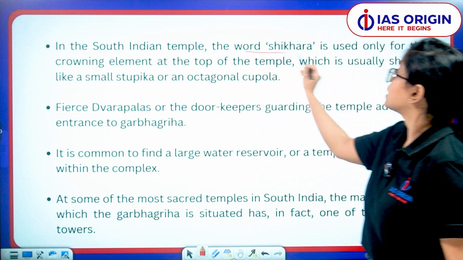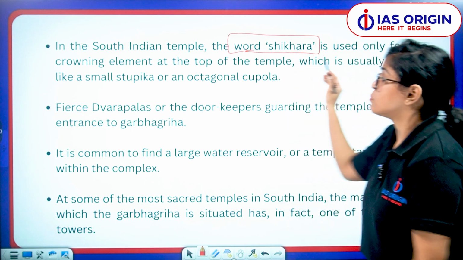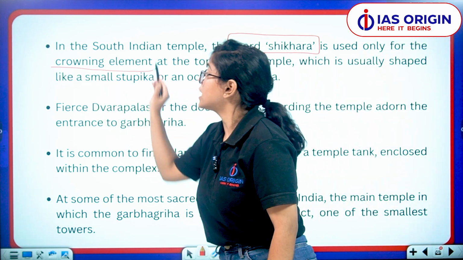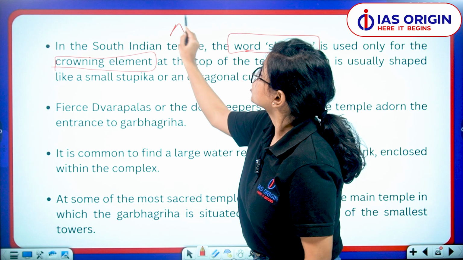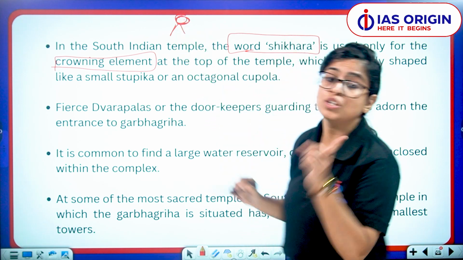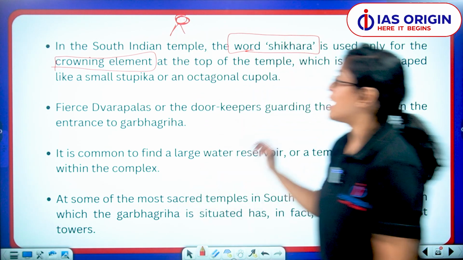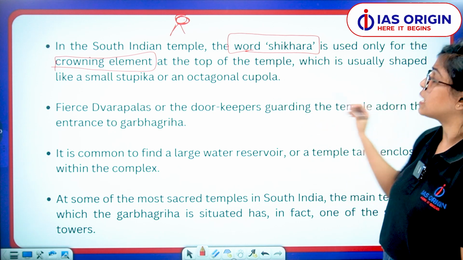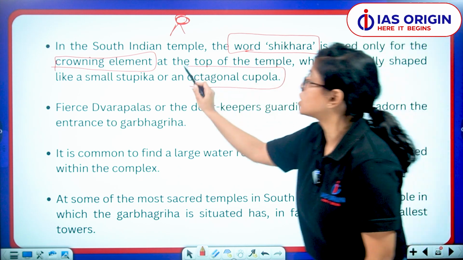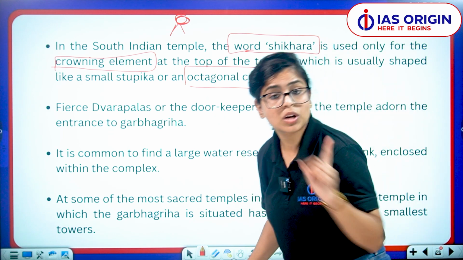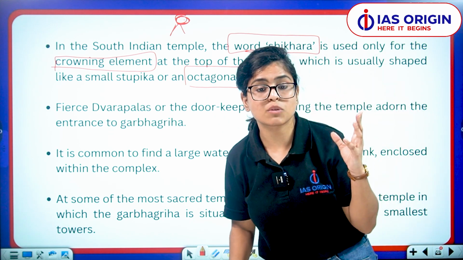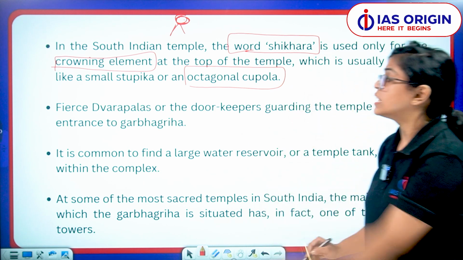Also in South Indian temple, the word Shikhara is used, but that is for the crowning element. शिखर के ऊपर जो crowning element रहता था, which we used to call Amalaka, that is known as Shikhara in the South Indian temple and it is mainly octagonal in shape. वहाँ पे circular shape का रहता था, mainly lotus petals were found. Here it is octagonal in shape.